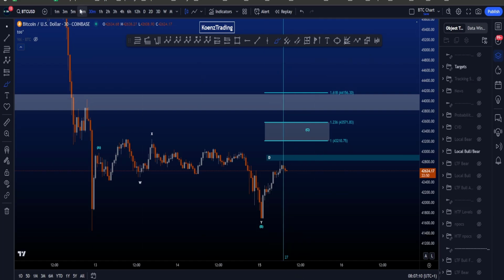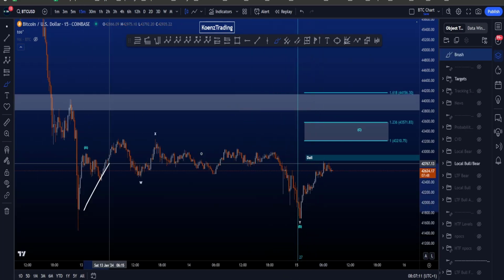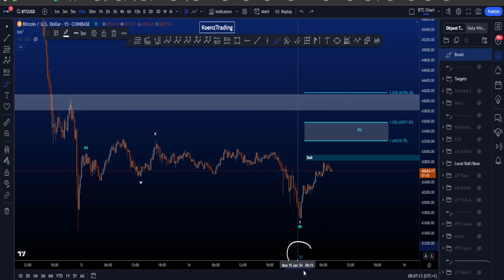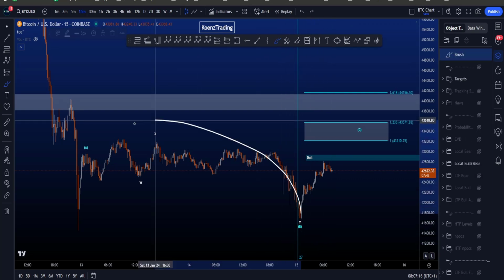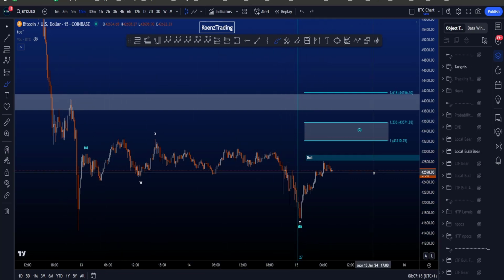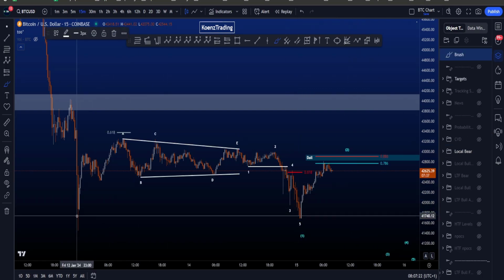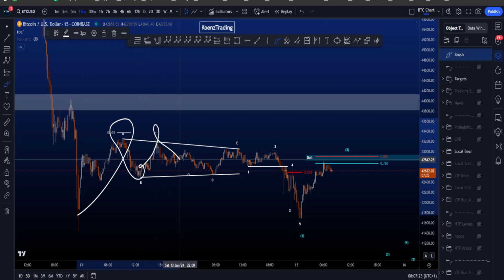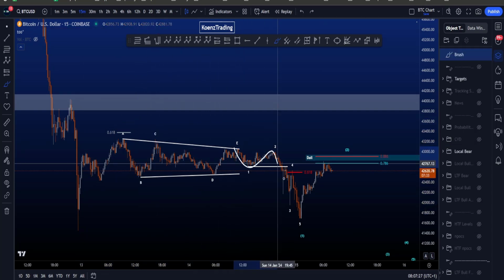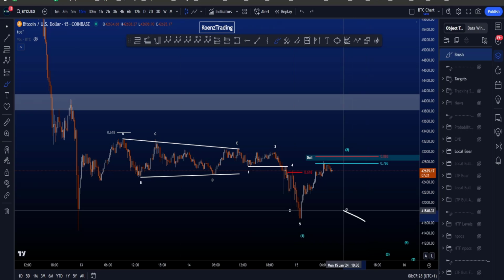Because time is so long in this sideways structure, an ABC here fits better than a wave 2 because of the 27 times longer range here compared to this wave A. Another bearish scenario here, which would be more bearish, is that we have a triangle in an A, B, C, D, and then a wave E, after which we have an impulse to the downside.